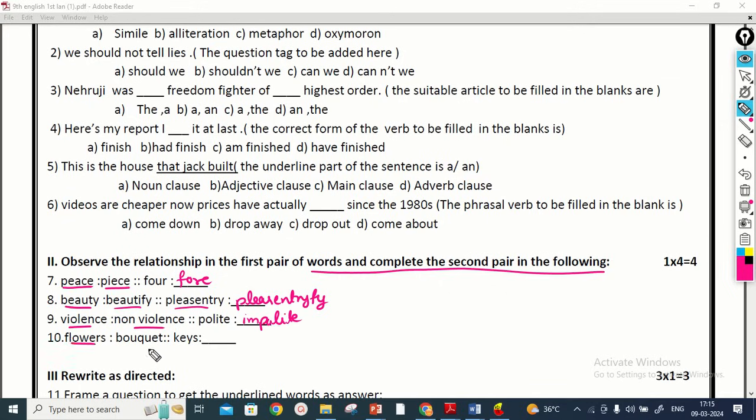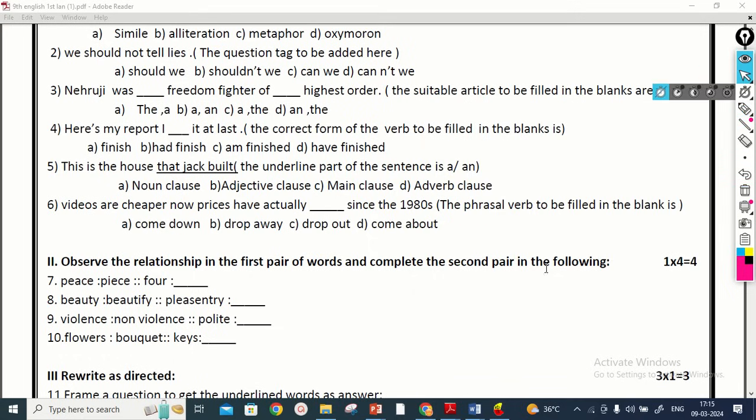And a bunch of flowers is called a bouquet, and a bunch of keys is called a bunch, or it may be ring of keys also used here. So we call it a flower bouquet, and key bunch. That is, bunch is the correct answer for that one. So then we are moving to the next questions.